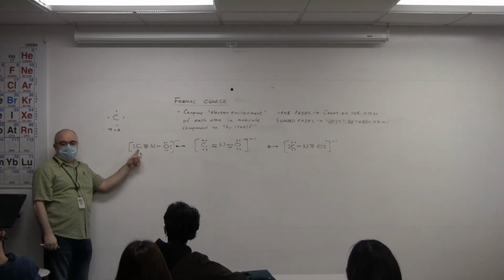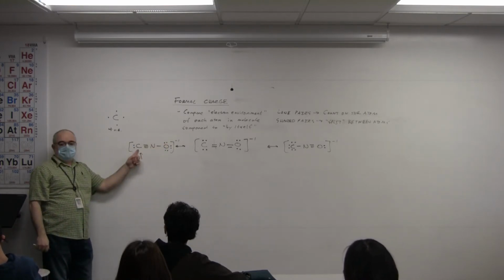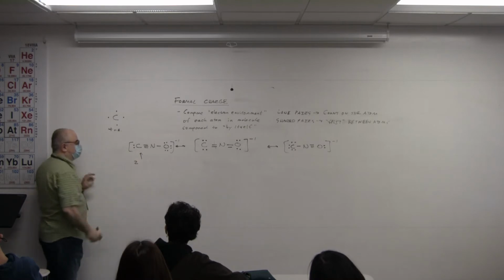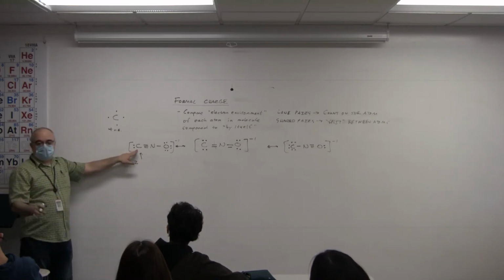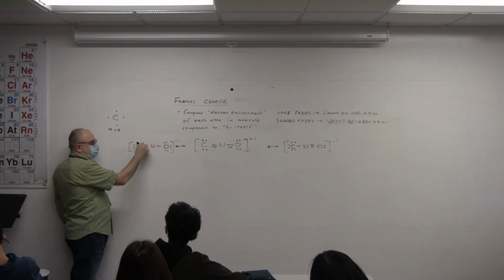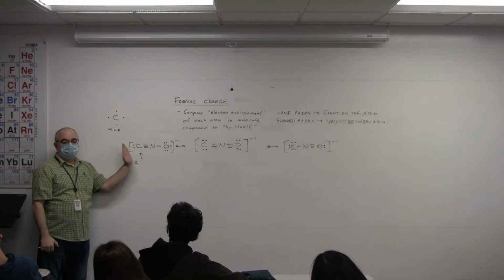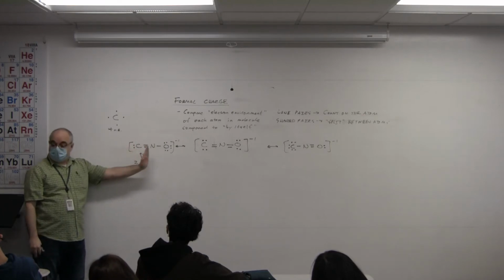Does this have any lone pairs? Does it have any electrons to itself? How many? 2. So these two are part of this carbon all to itself. How many electrons are in the triple bond? 6. But we just said if they're shared, what are we going to do? We're going to split it.